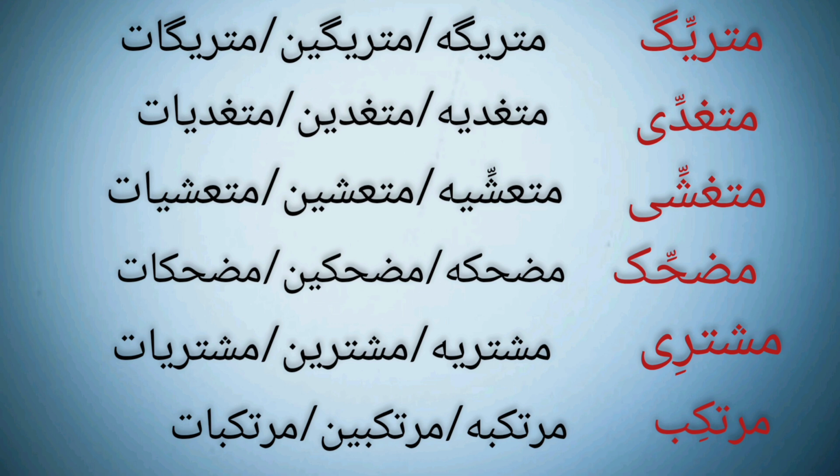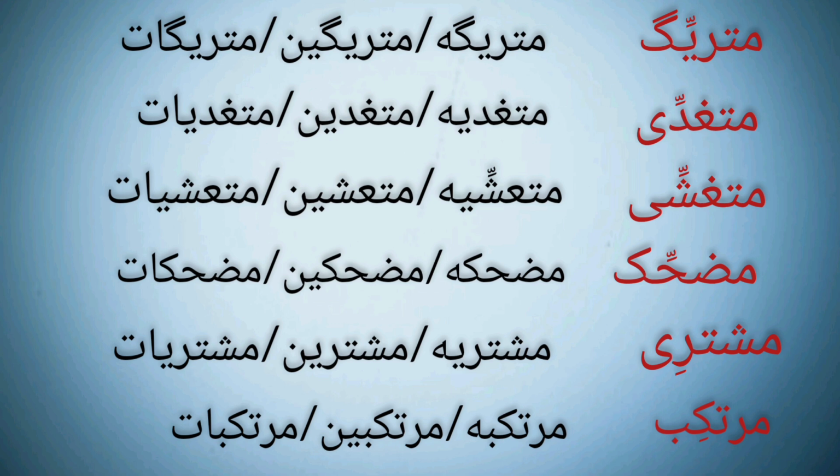And for جمع مؤنث, feminine plural, we say مطريقات. And جمع مؤنث is consisting of إحنا, we, but feminine one, إنتن, you, but feminine one, and هن, they, but feminine one.